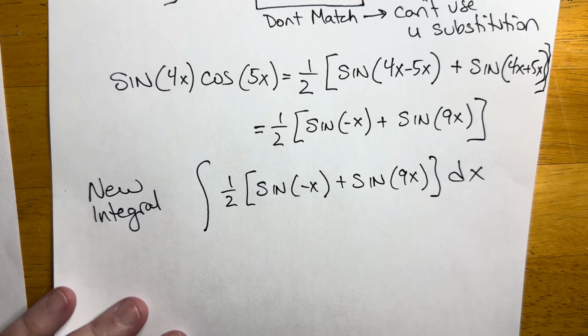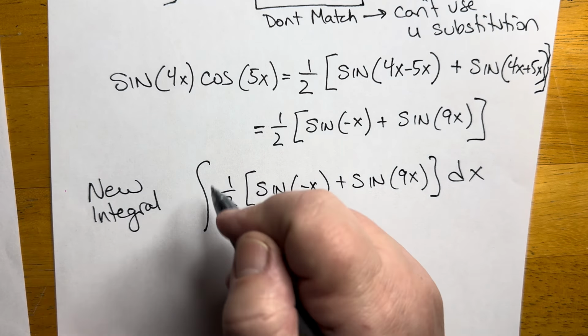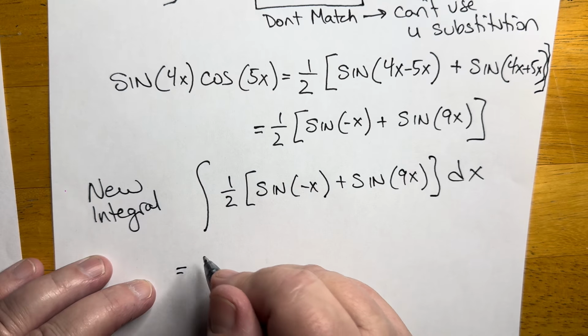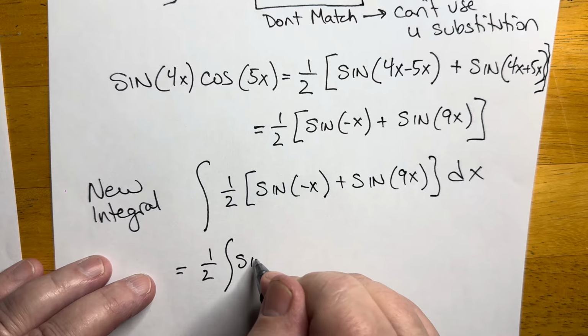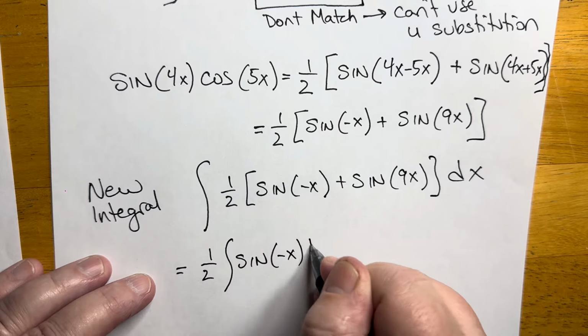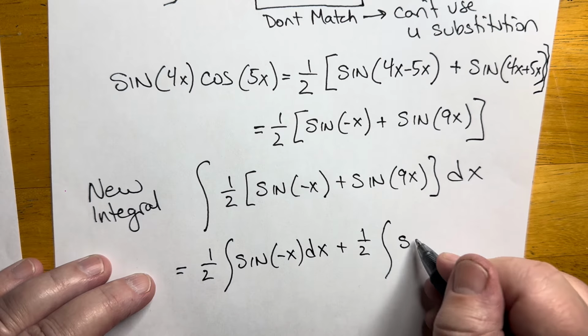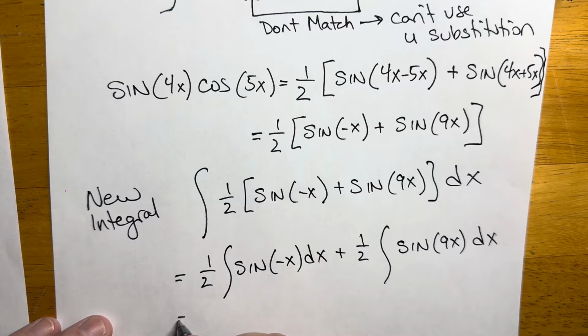Now, I haven't done a u substitution. This is a straight swap with x's. So if I had limits, if this were a definite integral, I wouldn't need to change them. These are equivalent expressions. So this is going to be 1/2 the integral of sine of the opposite of x dx plus 1/2 the integral of sine of 9x dx.